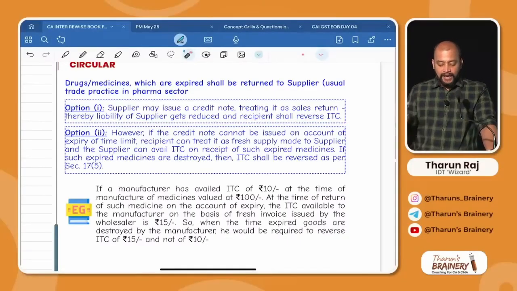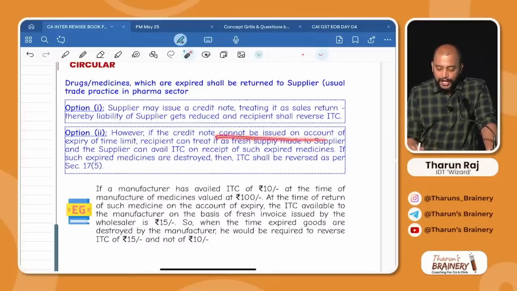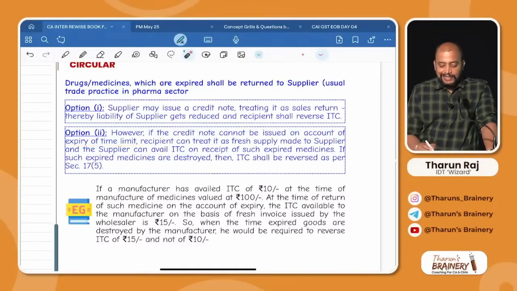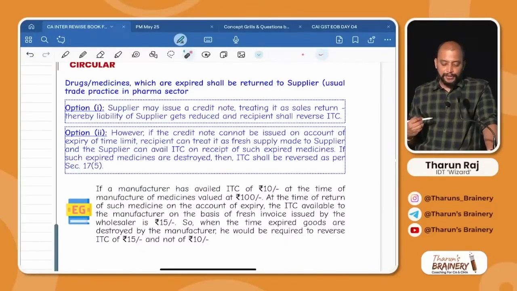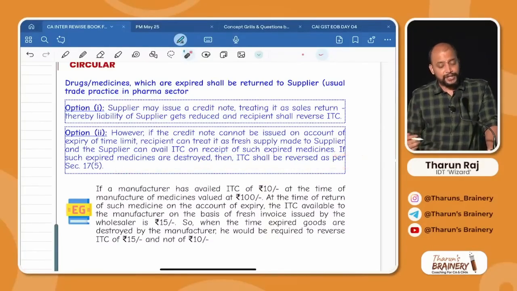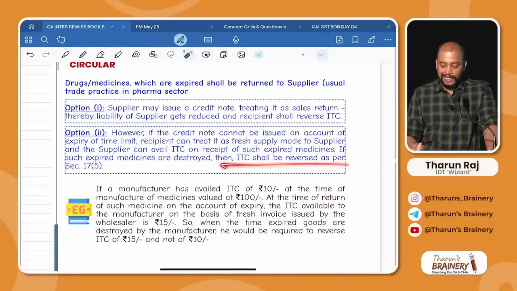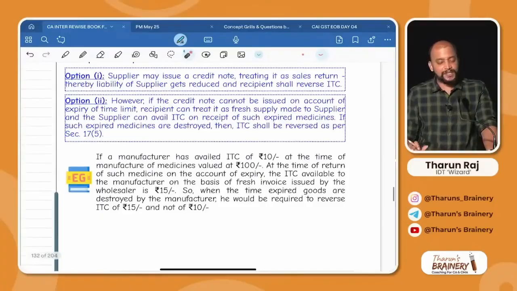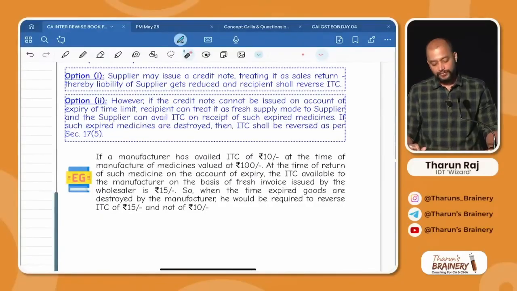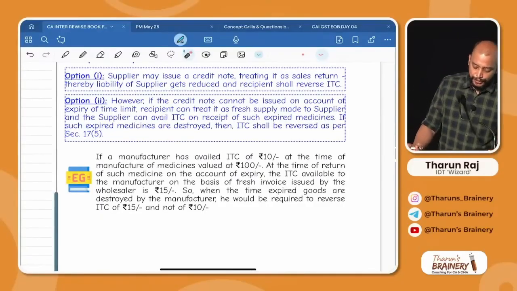Second option. However, if credit note cannot be issued on account of expiry of time limit, then recipient can treat it as fresh supply made to supplier, and on that supplier can avail ITC on receipt of such expired medicines. If such expired medicines are destroyed, then what will happen? ITC shall be reversed as per section 17 subsection 5. Is it clear? Read that example, just go through that example.